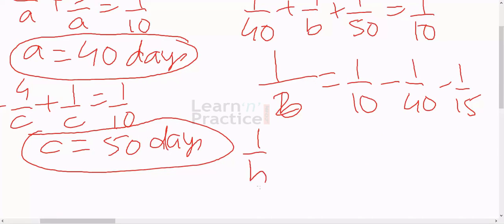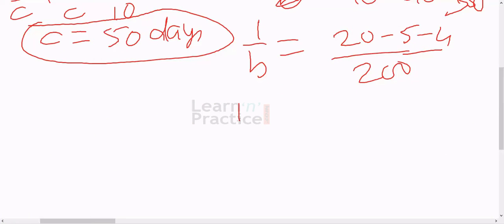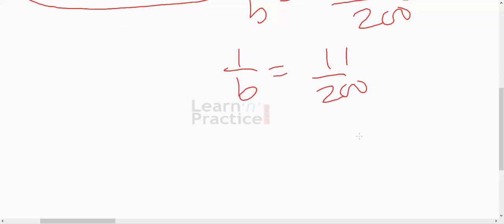So 1 by B will be equal to, LCM would be 200. This will give 20 minus 5 minus 4. So if we solve this, we'll get 1 by B is equal to 11 by 200. So B would be able to complete the task in 200 by 11 days.